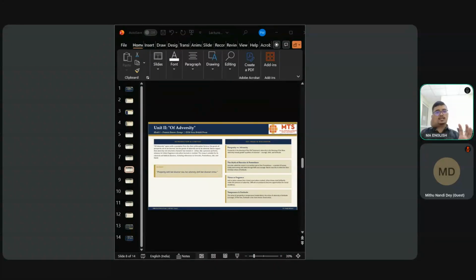So this leads to the key moral distinction of the essay. Bacon tells us that the virtue appropriate to prosperity is temperance, that is, the ability to remain moderate, humble, and balanced when things are going well, and not to be corrupted by success. But the virtue appropriate to adversity is fortitude, the ability to endure difficulty with courage, patience, and continued faith.